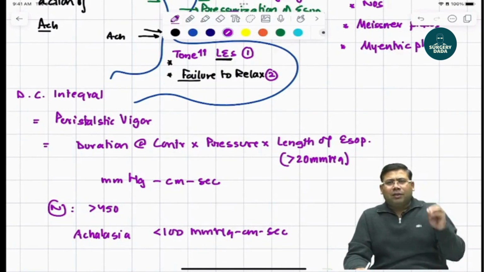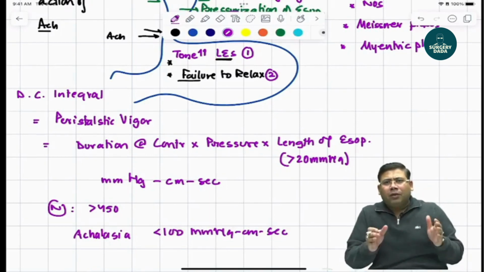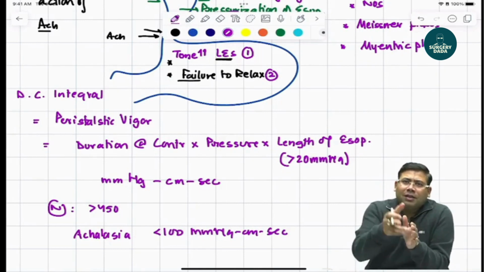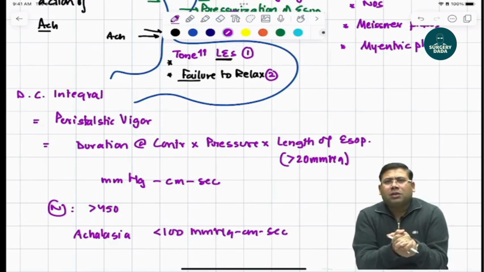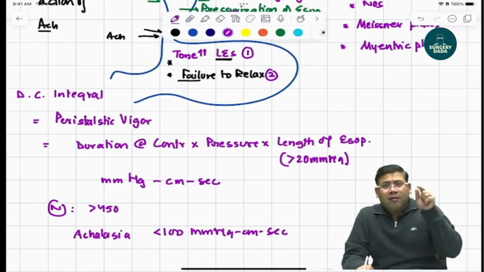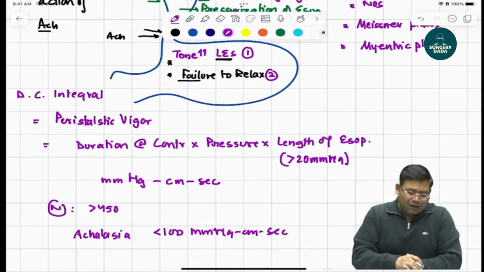Achalasia-like symptoms with rapid weight loss in a patient who is 60-65 years old with a short span of symptoms. This is not achalasia, this is pseudoachalasia, and you are dealing with what? Malignancy. And investigation of choice for this has to be manometry. No, it has to be CT scan. This is what is very important. So achalasia is a manometric diagnosis.